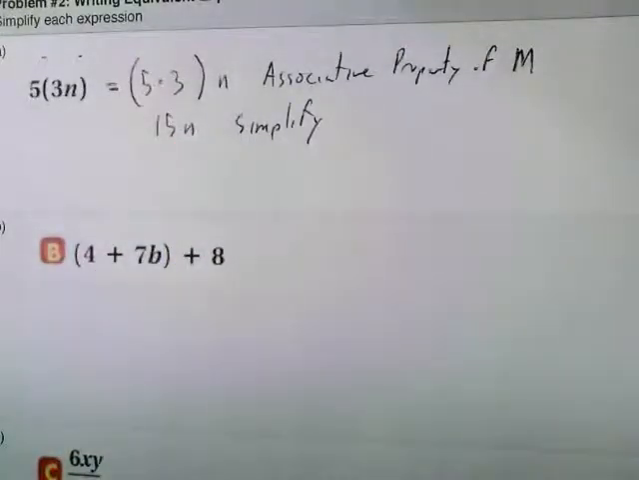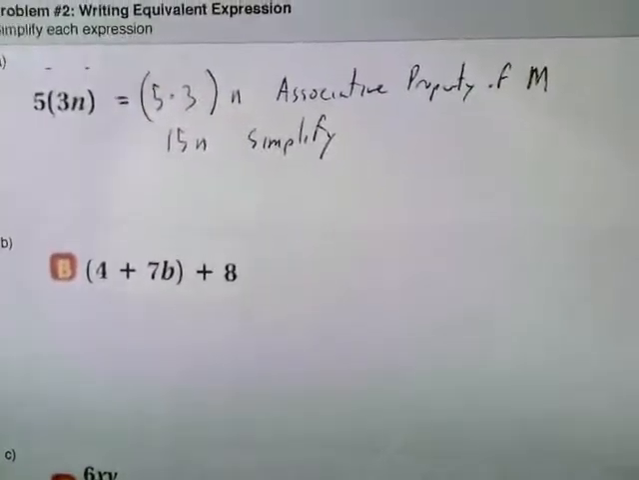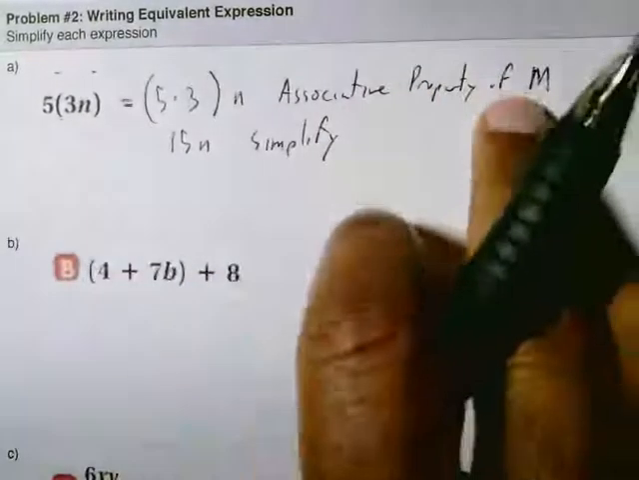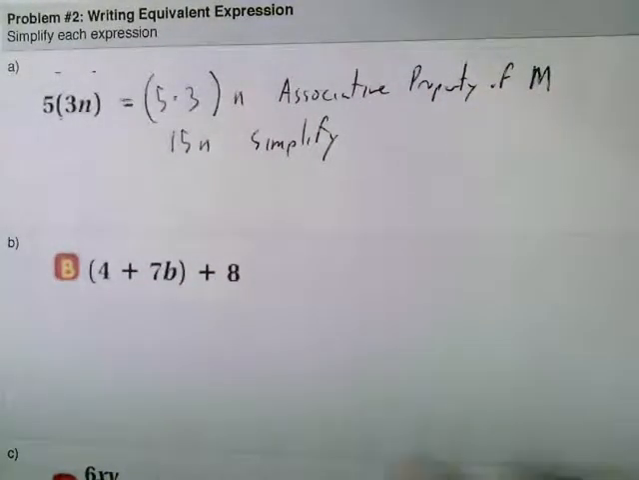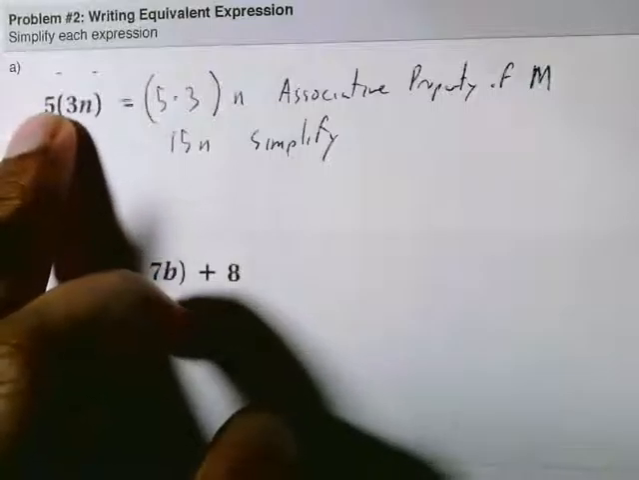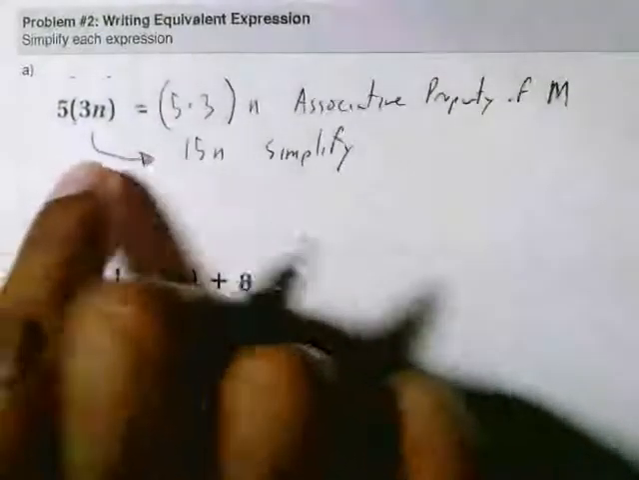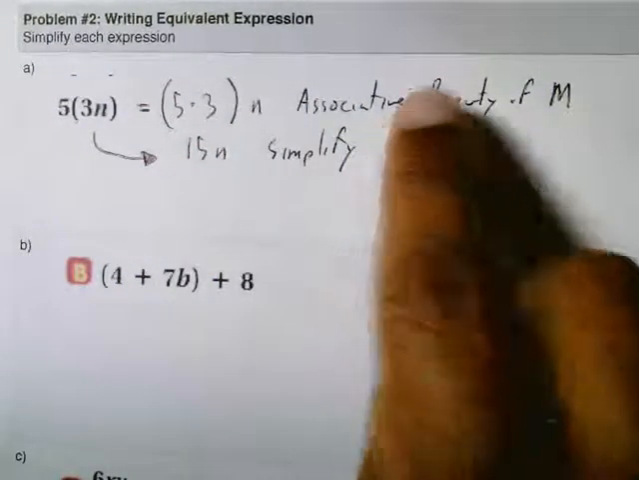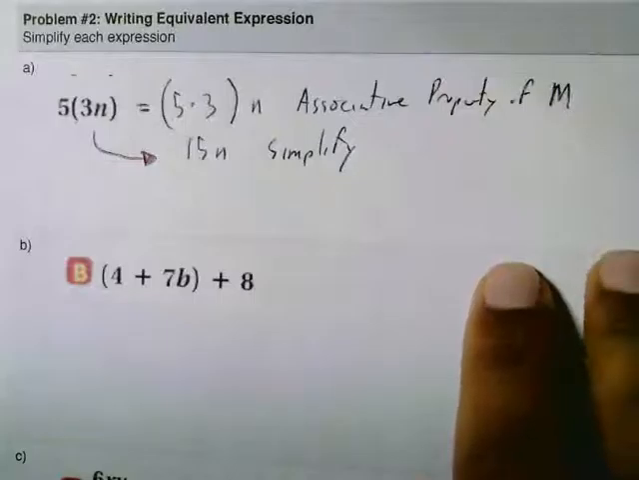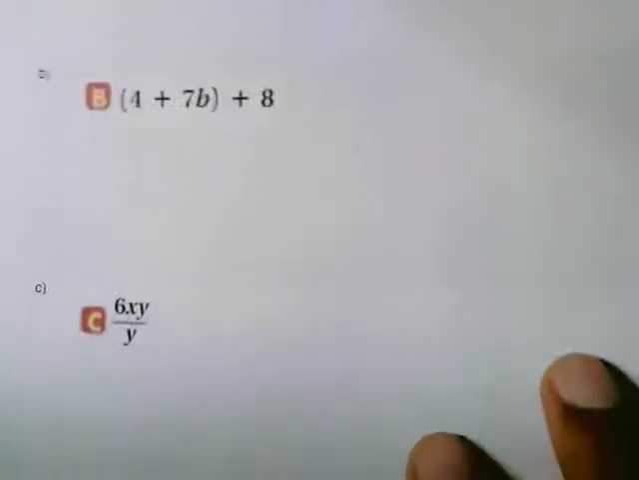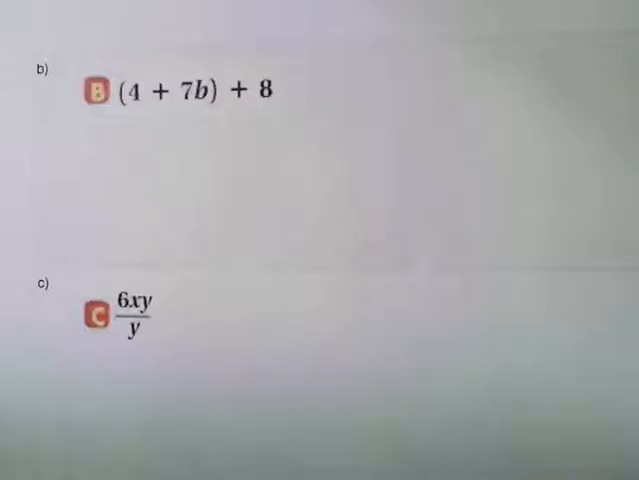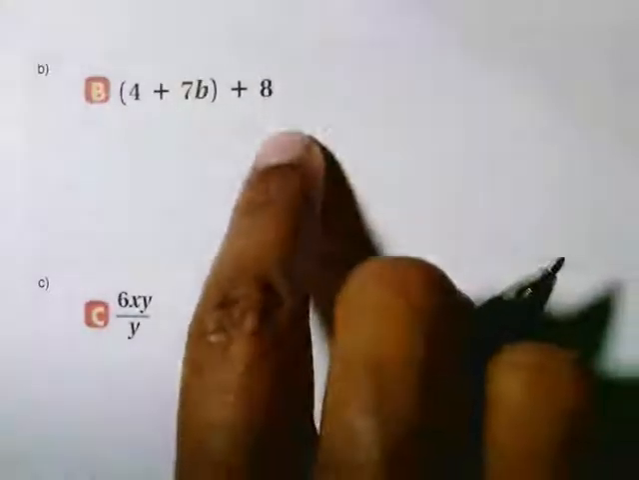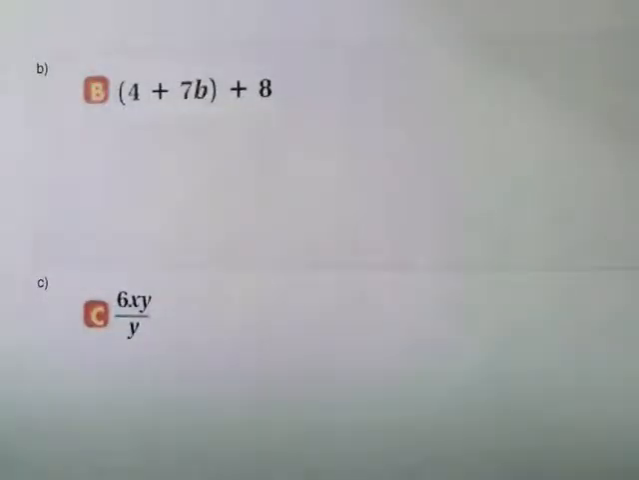Now, later down the line, honestly, am I going to ask you guys to do the associative property? No. I'll be happy that you guys know that 5 times 3n is just 15n, right? This is where I want you guys to be at, ultimately. But knowing that the associative property is the reason why it works is helpful. All right, let's try this one now. So for this one over here, once again, I want to simplify this expression.